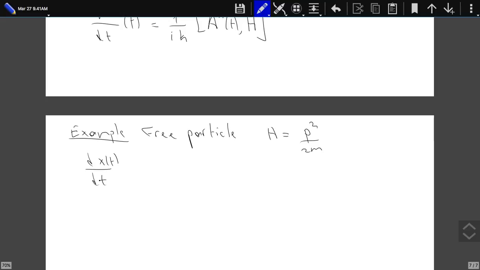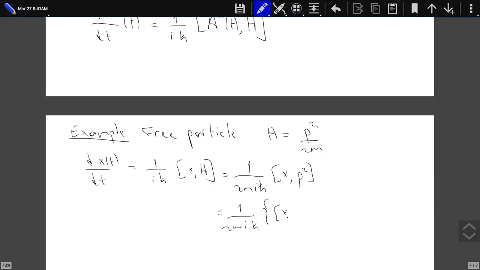So the time derivative of the position operator should be equal to 1 over i h bar the commutator of x and H. This is 1 over 2m i h bar the commutator of x and p squared. This is 1 over 2m i h bar, the commutator of x and p times p, plus p times the commutator of x and p.